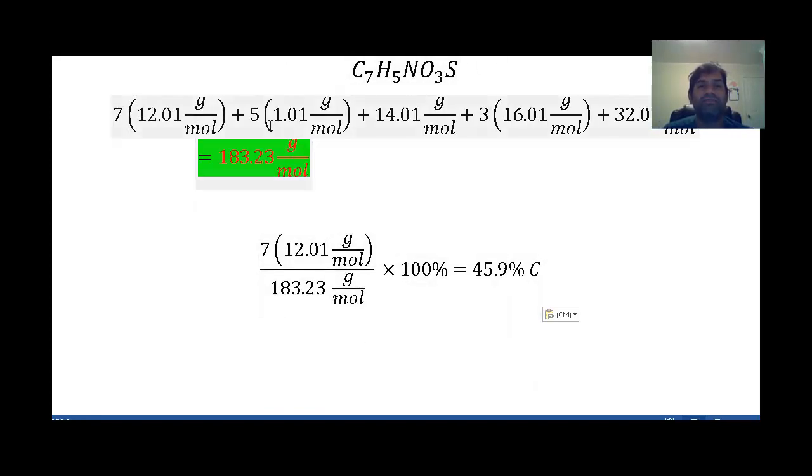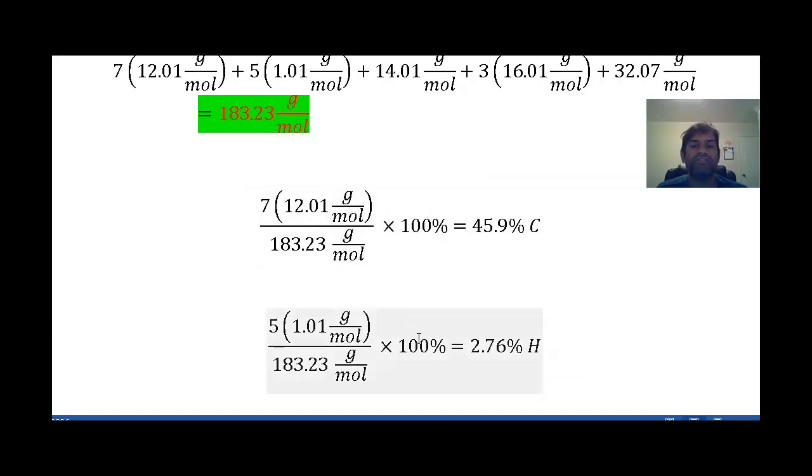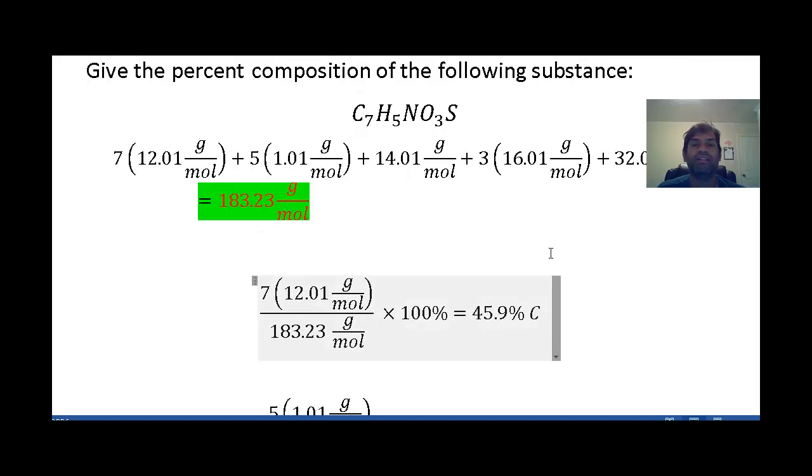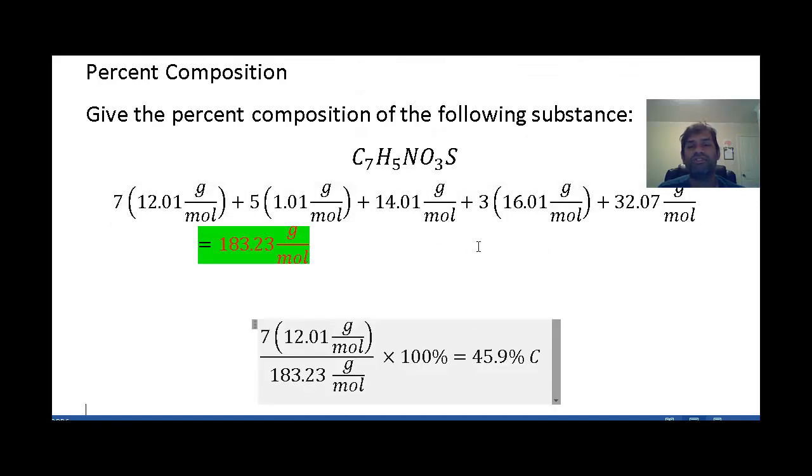Let's do the same thing for hydrogen. So here's the part for hydrogen. Here's the whole for the entire molecule, part over whole. We multiply it by 100 to get a percentage. Doing that for hydrogen, we're getting 2.76 mass percent. This is a mass percent of hydrogen. Don't forget the grams over moles in the numerator cancel out with the grams over moles in the denominator. Let's do the exact same thing for nitrogen, oxygen, and sulfur and see what we get.